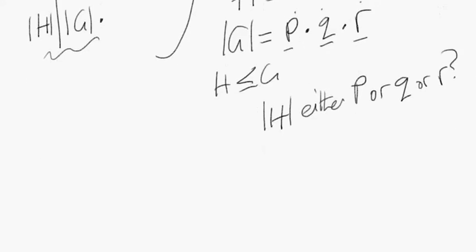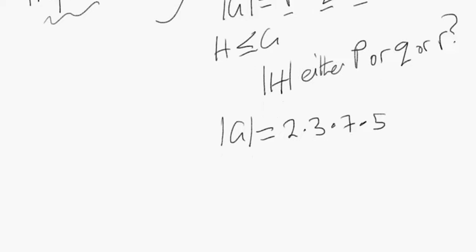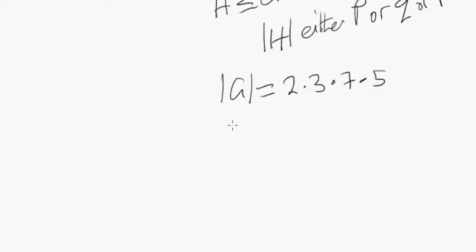Let's say we actually get specific numbers. Let's say we find that the order of G is actually 2 times 3 times 7, and let's get another prime, times 5. And let's say H is some subgroup of G. What does that tell us about the order of H?